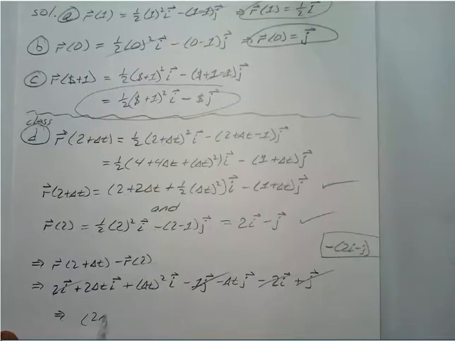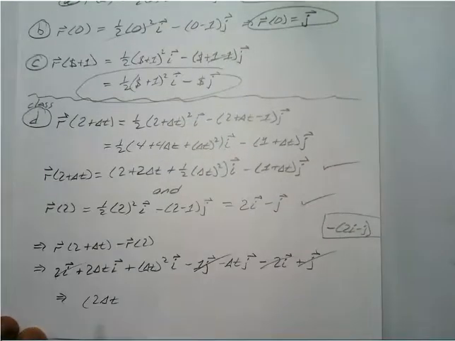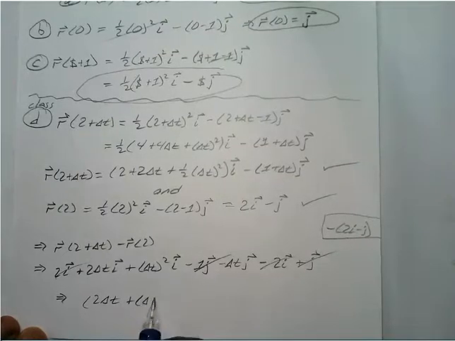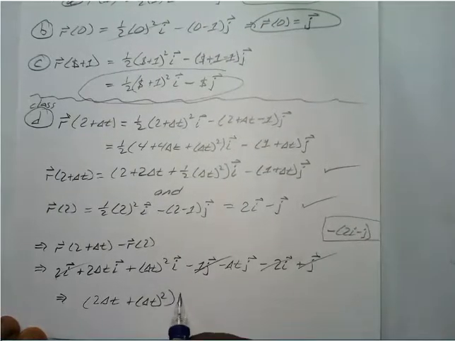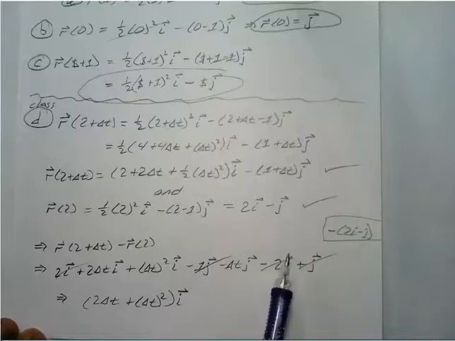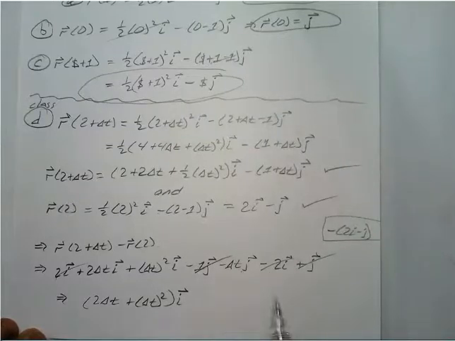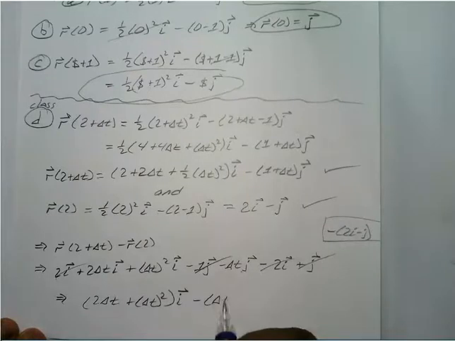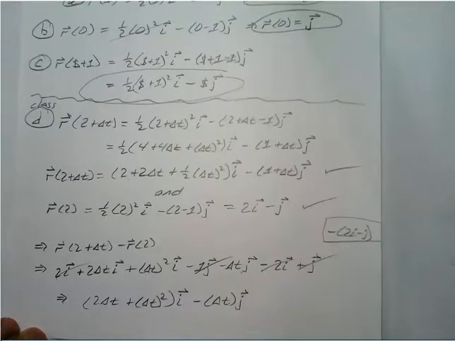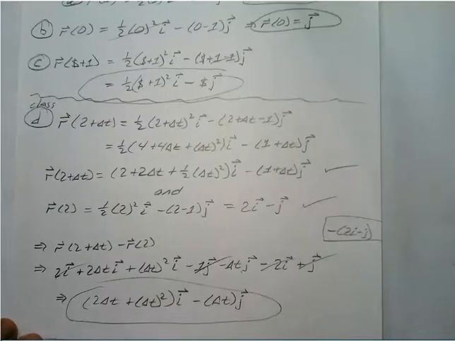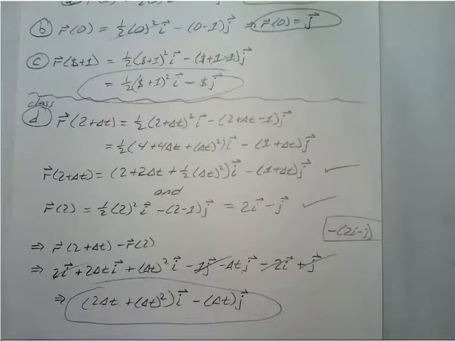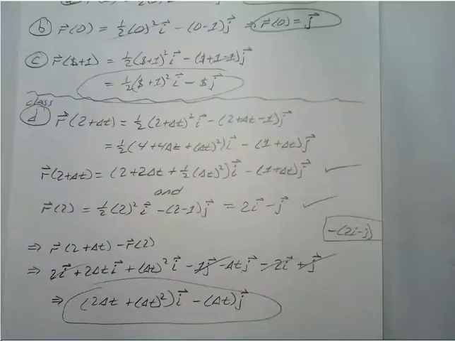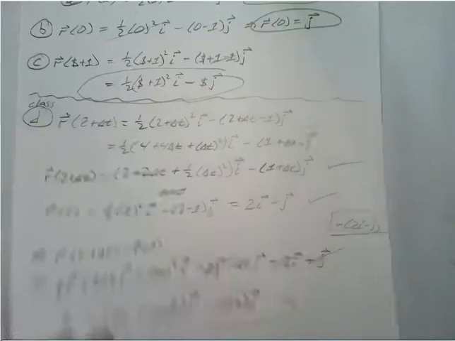2 delta t, and we're going to put the i's next to each other, plus delta t squared times your I vector. And so the only j vector left would just be minus delta t times your j vector as your answer. All right. So again, if you are still writing, feel free to press pause, but we're going to go ahead and move on to our next page.